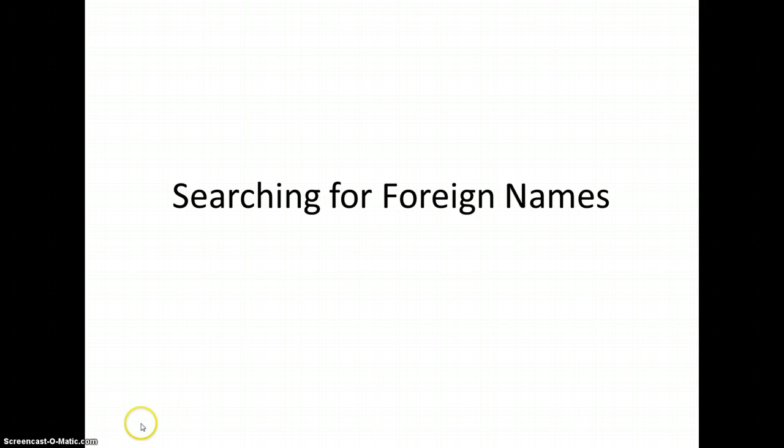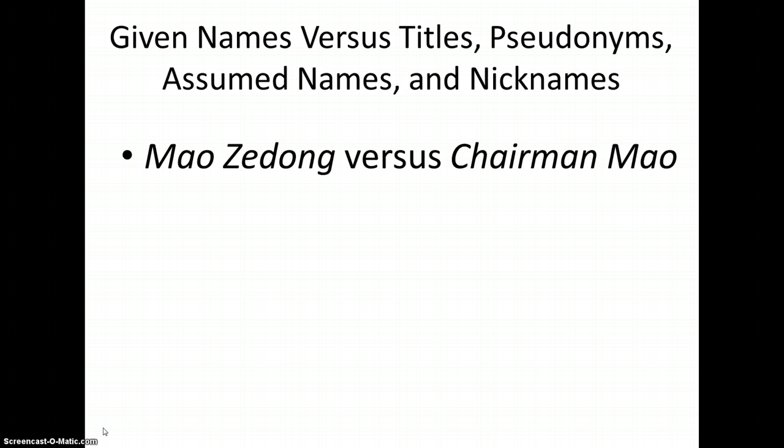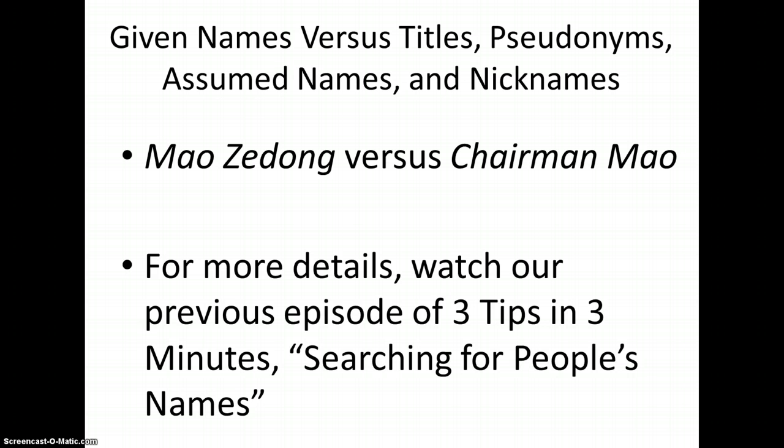Tip number 1. Does the person have any titles, pseudonyms, assumed names, or nicknames? For example, when researching Chinese history, Mao Zedong is also called Chairman Mao. For more details on these kinds of variant names, as well as the many possible permutations of women's names, I recommend that you watch our previous episode of 3 Tips in 3 Minutes entitled Searching for People's Names.